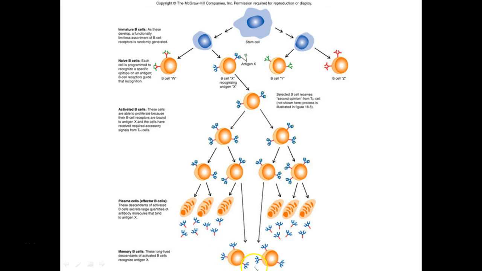These are going to actually secrete the antibodies that they're programmed to make. And then you're going to get also the production of memory cells. These are long-lived cells that'll stay around for our next exposure. The same is true for helper T cells and cytotoxic T cells.